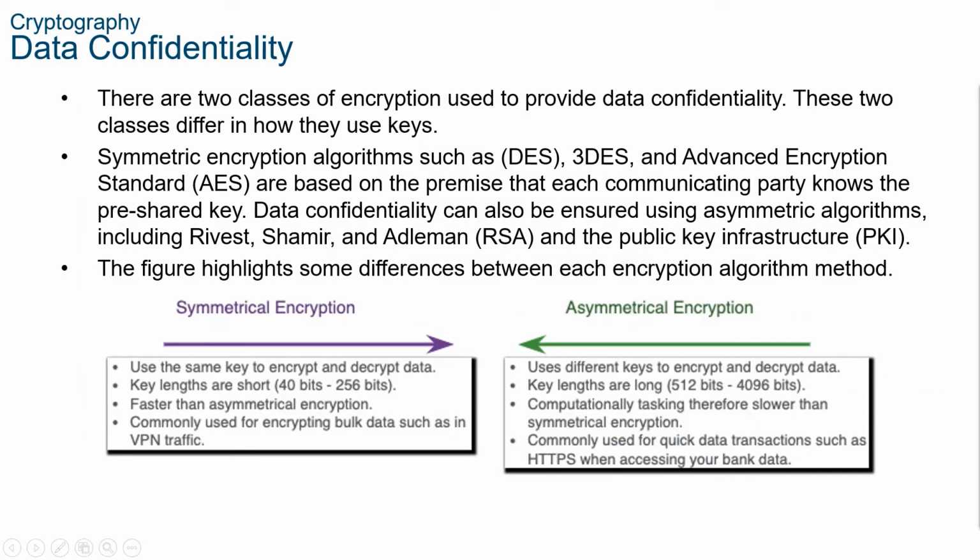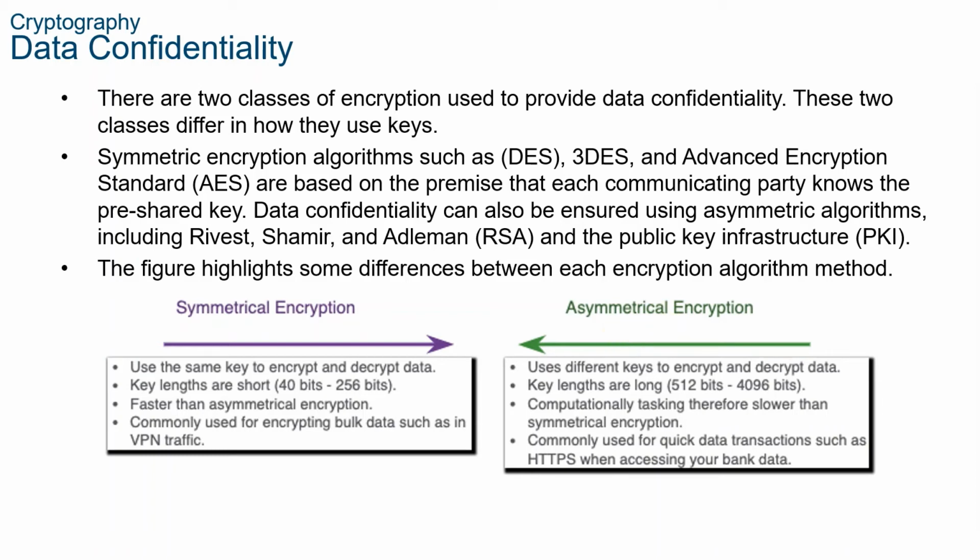Data confidentiality. So there are two classes of encryption used to provide data confidentiality. These two classes differ in how they use keys. You've got symmetric, such as DES, 3DES, and AES, or the Advanced Encryption Standard. These are based on the premise that each communicating party shares a pre-shared key.